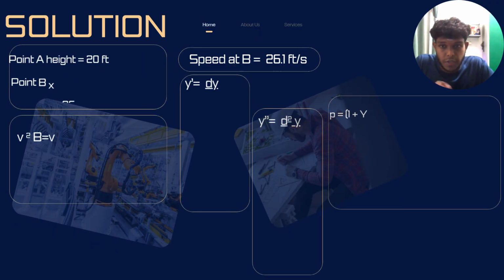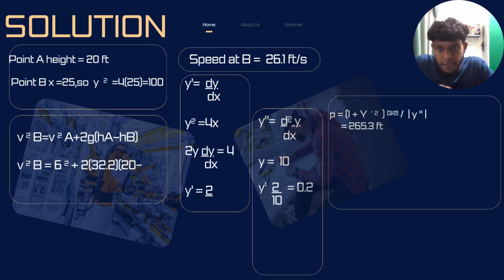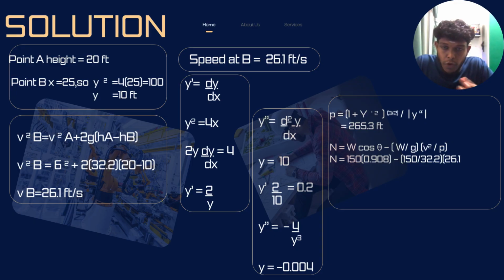The solution for this question: in the question they already gave the height of point A as 20 feet, and for point B we have to find it, where x equals 25, so y squared equals 4 times 25, which is 100, so y is 10 feet. The next part is to find the velocity at point B. We use the equation v_B squared equals v_A squared plus 2g times the height A minus height B, where g is gravity. Then we get the velocity at B as 26.1 feet per second.